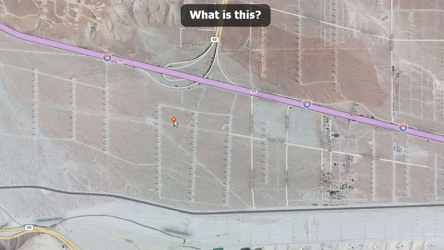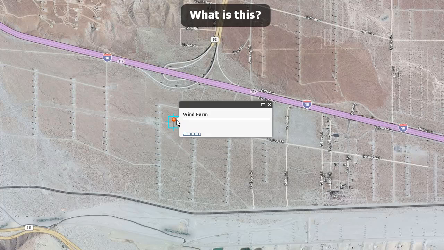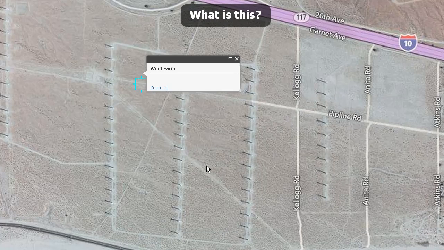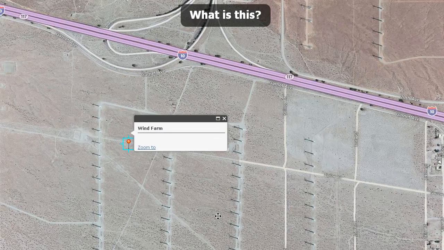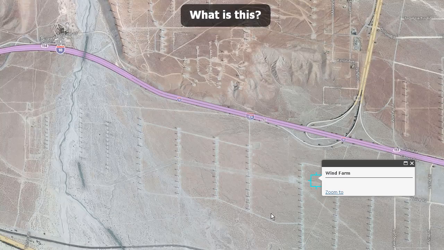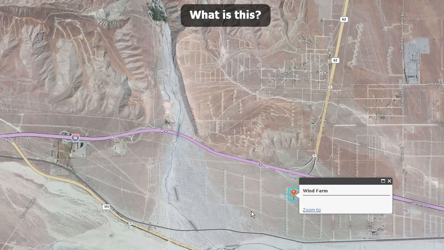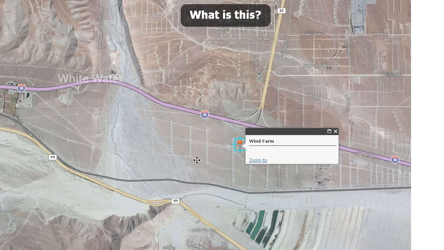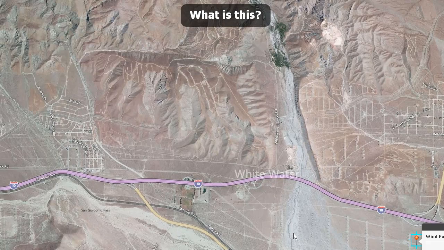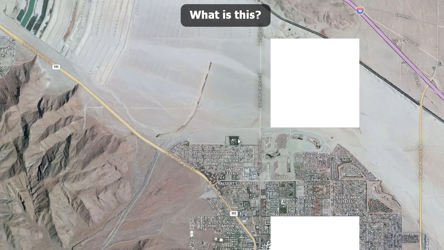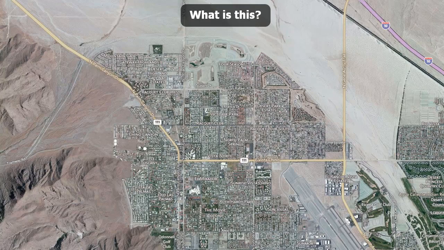What is this? This is a wind farm. From above, you can determine which way the shadows are falling and what time of day it is. But this is one of the biggest wind farms in the world. This is the San Gorgonio wind farm off of I-10 in Southern California, just outside of Palm Springs.